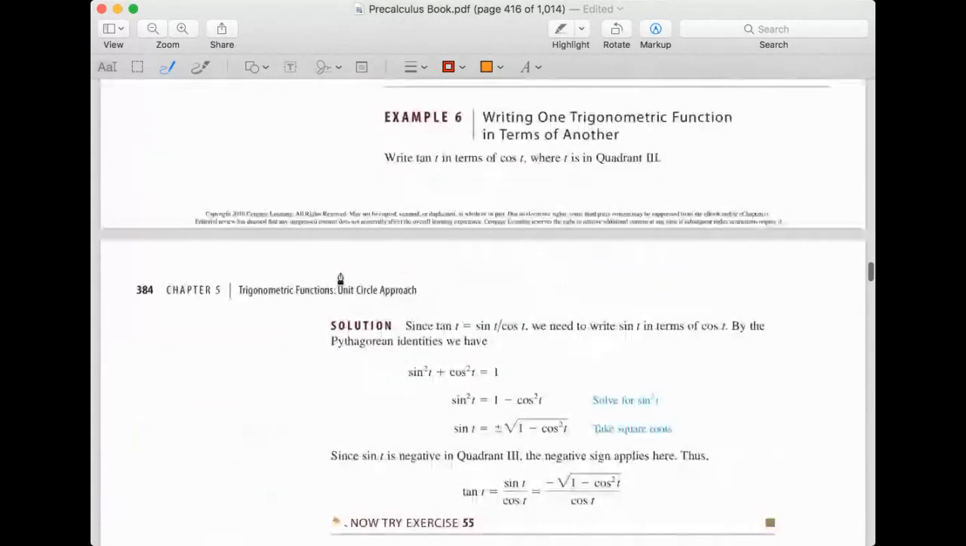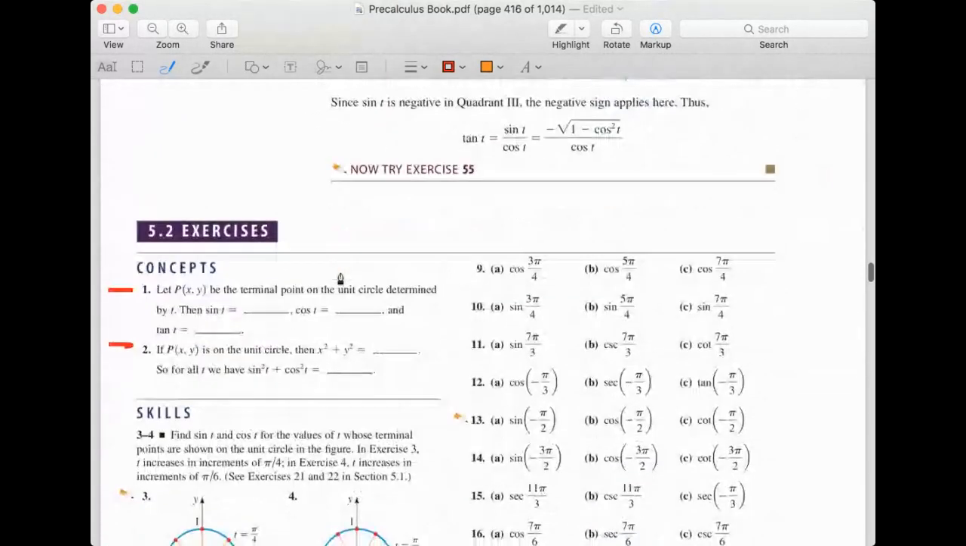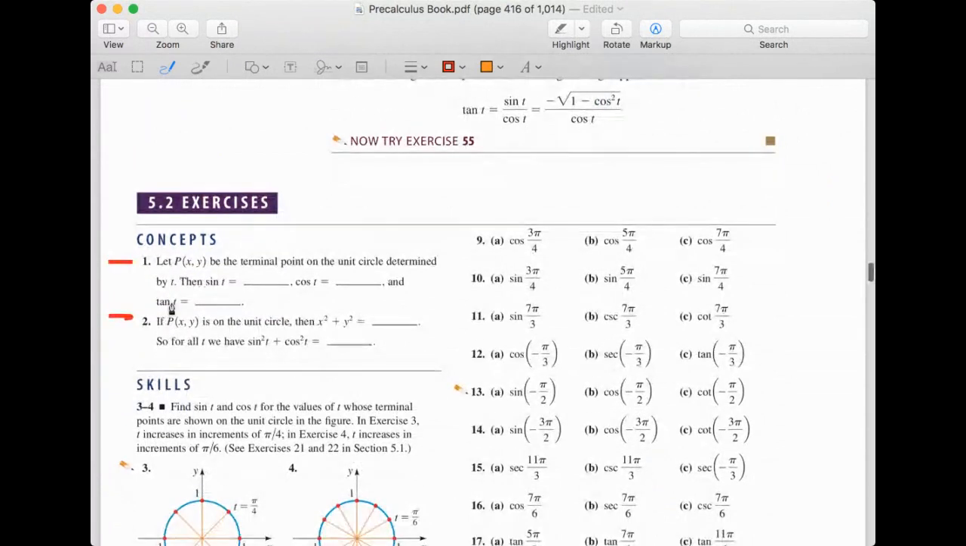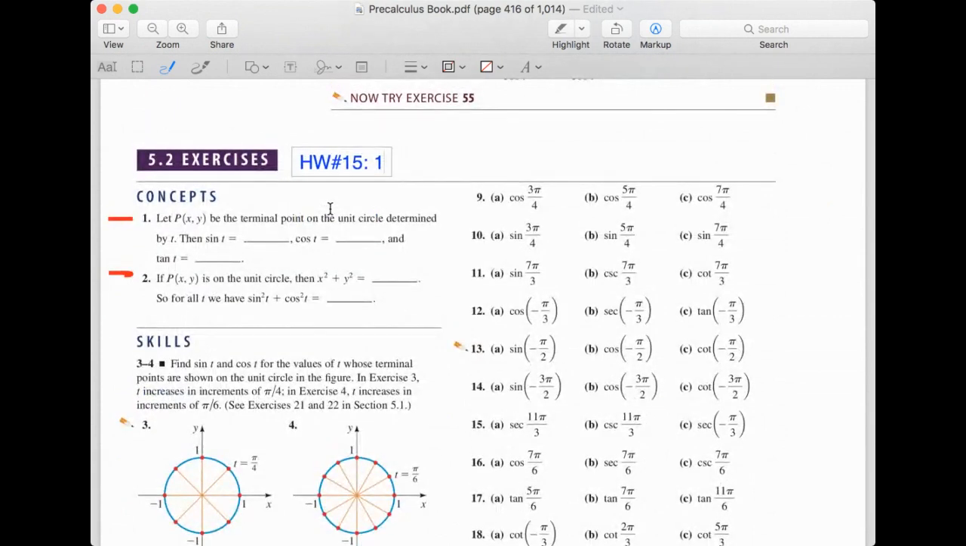Okay, actually it's here. One of the questions, but you may try yourself. Okay, for 1 and 2. I'm adding up this to homework 15. Up to 1 and 2.